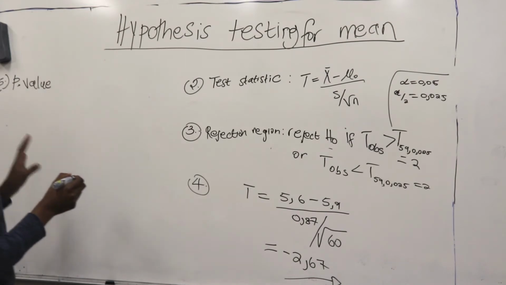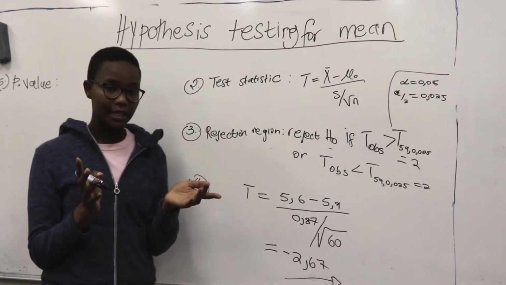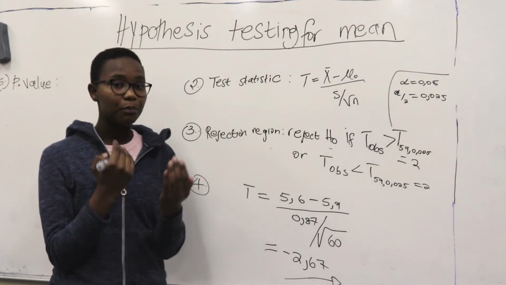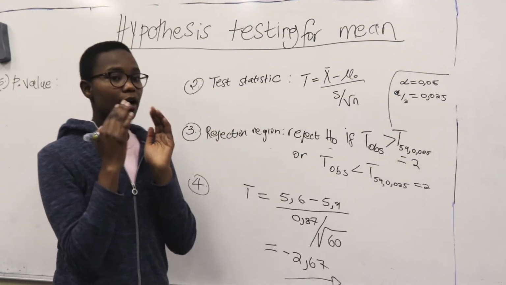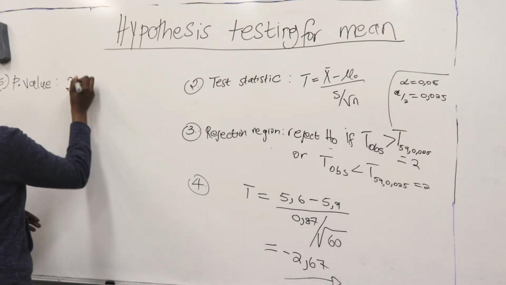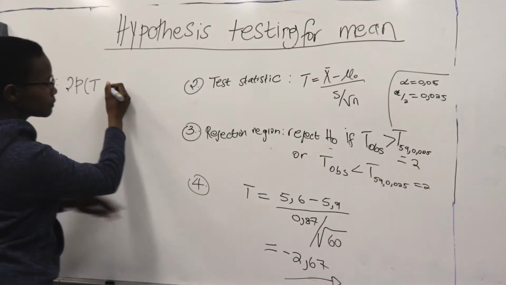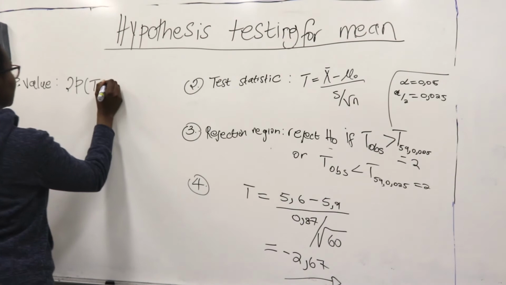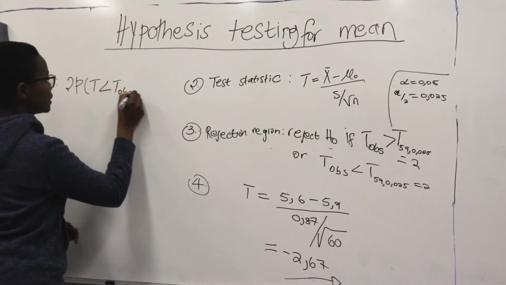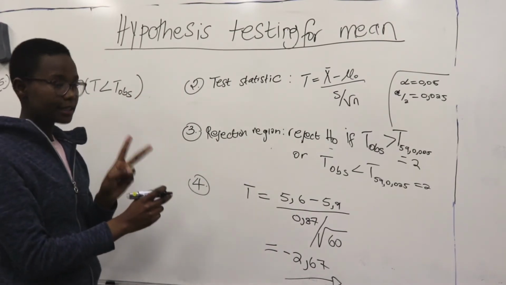Okay, so when finding the p-value, this is two-tailed. Two-tailed means that in front of your p-value you're going to put a 2 when you're denoting it here: 2 P(T less than our t observed). So here you put a 2 because it's a two-tailed.